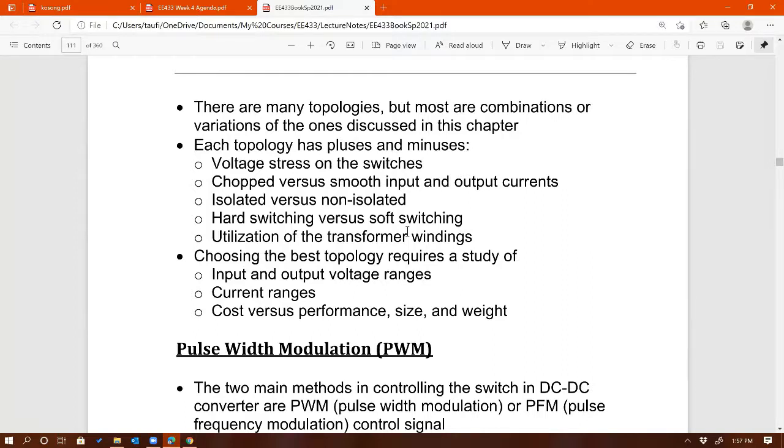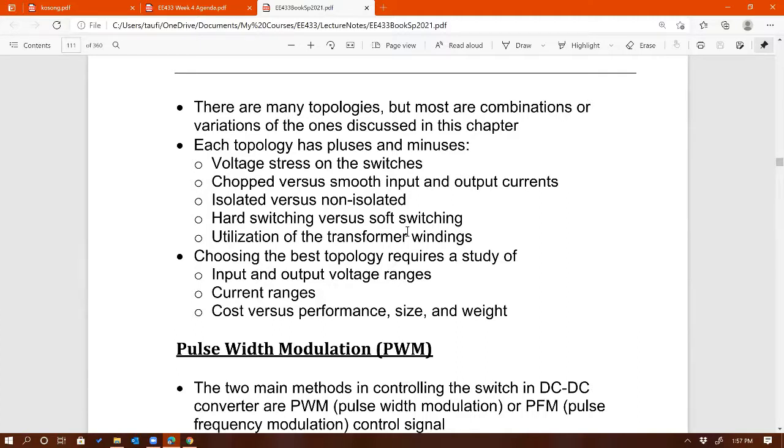Soft switching is better when it comes to losses. It will reduce the amount of switching losses if you use soft switching, but there's always a trade-off. Soft switching uses more components and has more complex control in its circuit to control the switches.